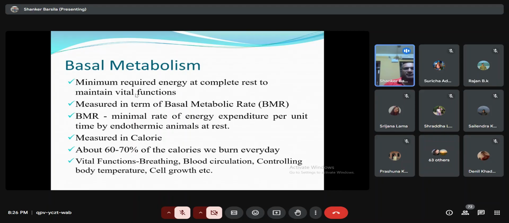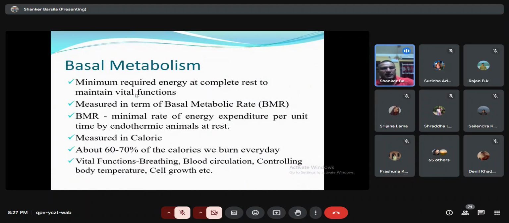So let's go to the basal metabolism. It is the minimum energy required at complete rest to maintain the vital body functions. That means the energy required for the pulse of the brain and the pulse of the heart, the minimum brain function and heart function. That we call the basal metabolism. In the meantime, people also lose energy at 90 watts.